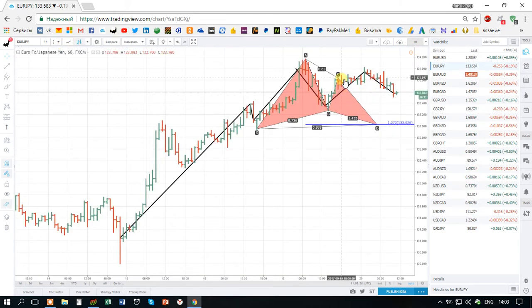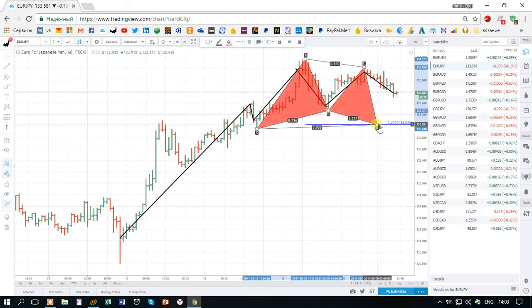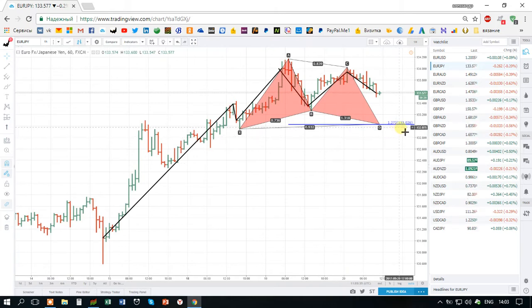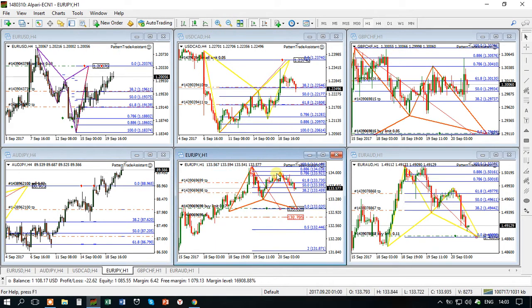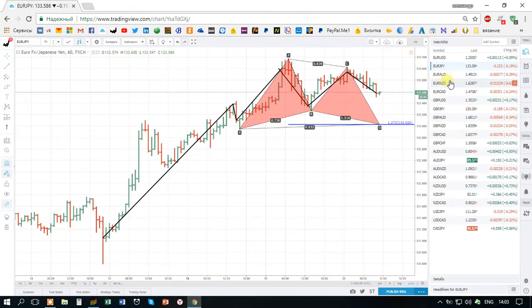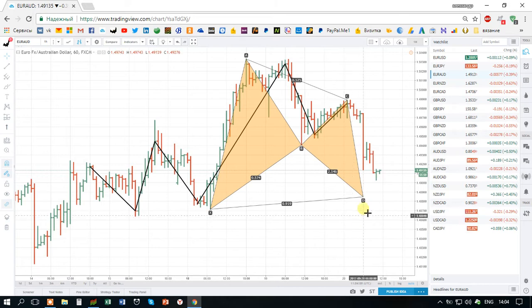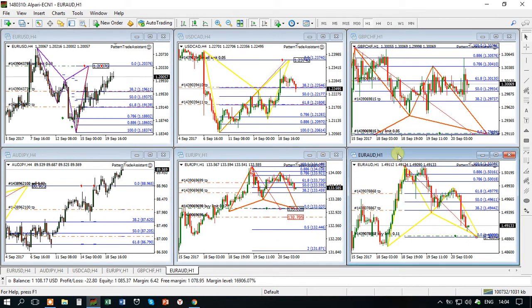Euro Yen, if you wish, that is a valid Gartley if price declines to 133.02. Do I have it in my platform? Euro Yen, yes, I have this Gartley. It is already set. Euro Aussie, we have a bad formation here. And with FXCM quotes, I think I have a bad formation here as well with my quotes. So Euro Aussie bad advanced formation is on my radar as well.